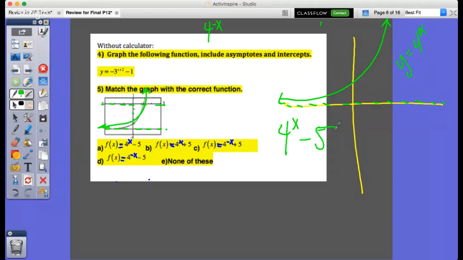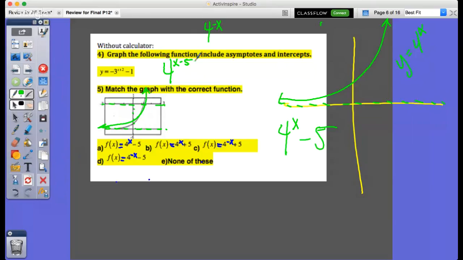So what if it was 4 to the x minus 5? Yeah. The 4 to the x minus 5 shifts that where? To the right, right 5. Good. So it would still remain here. You would just see this graph shift to the right 5.